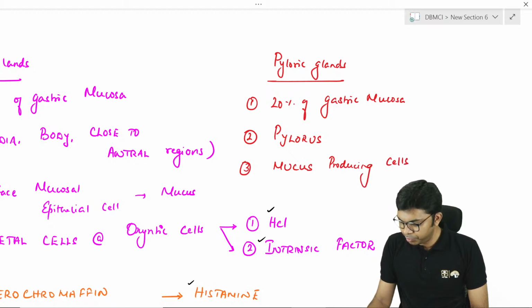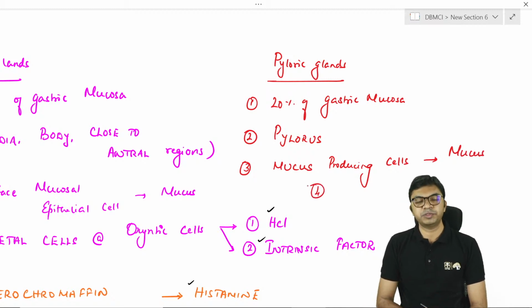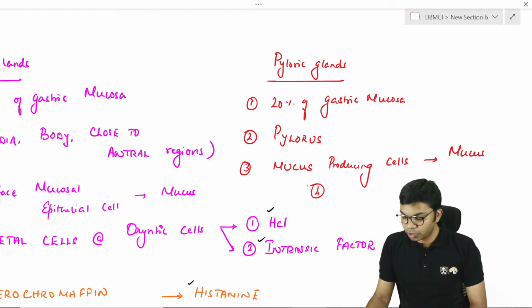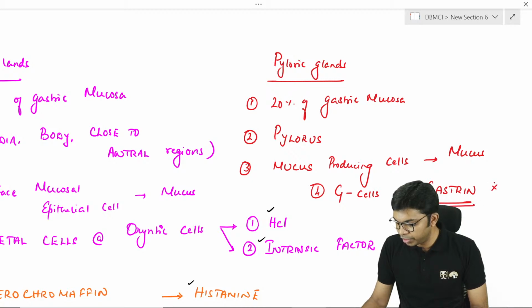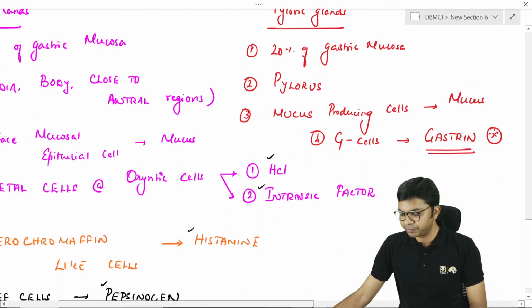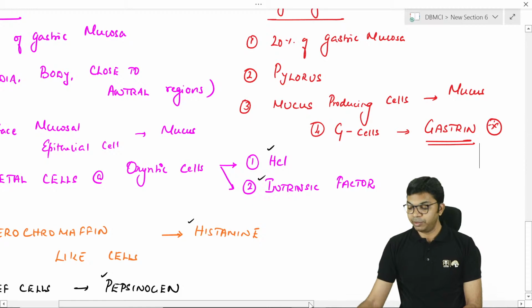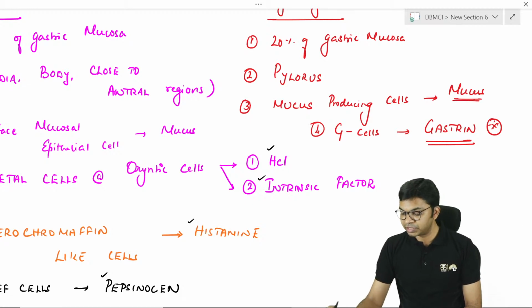More abundant mucus producing cells that keep secreting mucus. And apart from mucus producing cells, pyloric glands also have G cells. G cells are involved in production of gastrin, doctors. So pyloric glands are involved in production of mucus as well as gastrin.